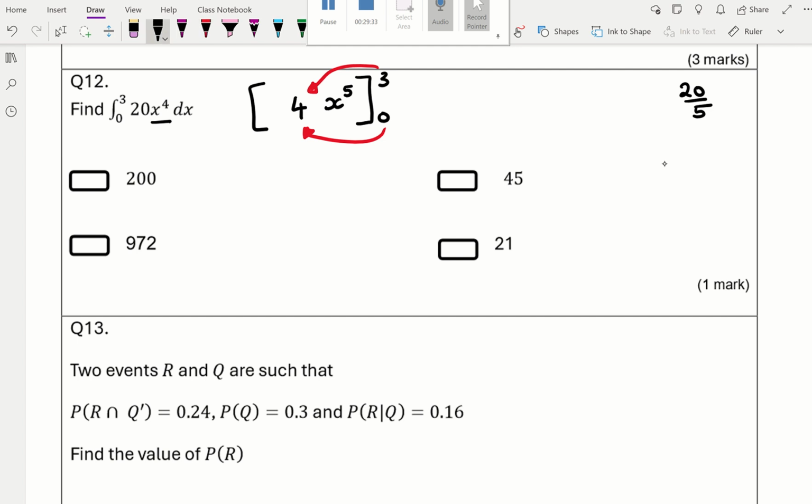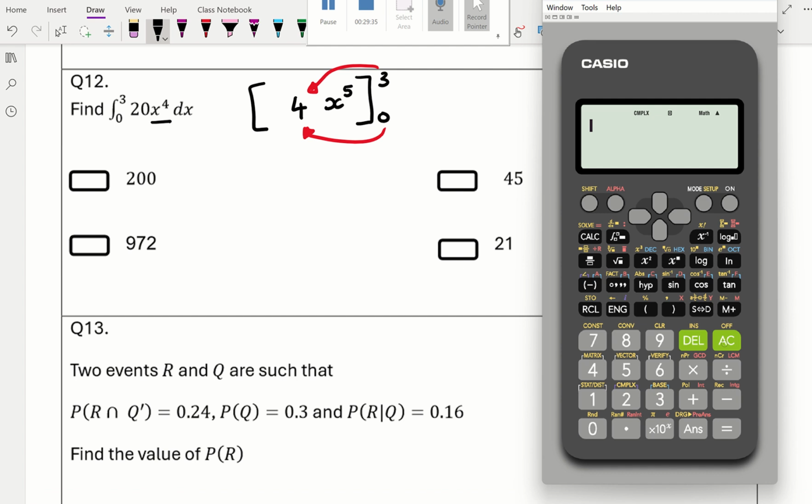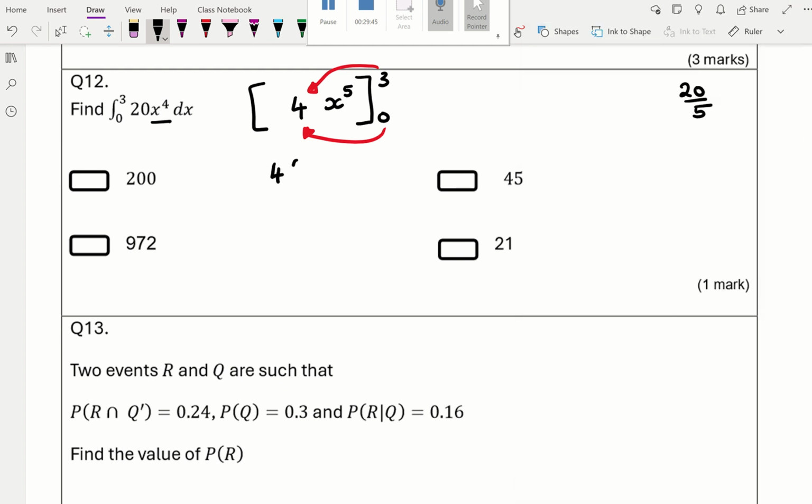So you're going to get your calculator and you're going to put 4 brackets 3 to the power of 5 and you get 972. So 4, 3 to the power of 5, 972.